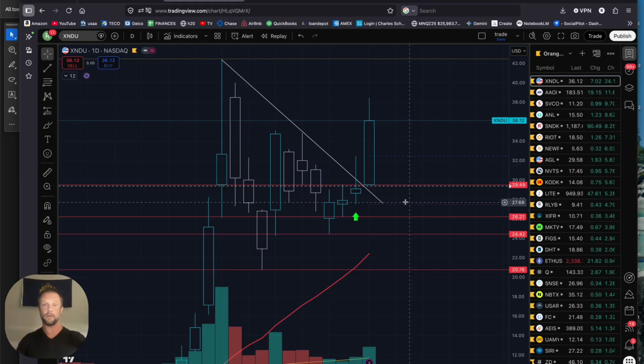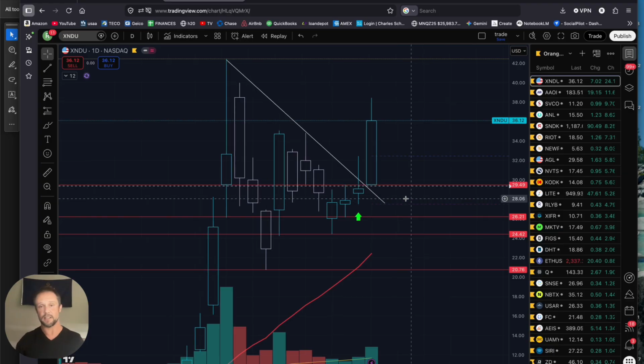Okay. And if you took the entry during the day and then at the end of the day, you open your phone, you open your brokerage and it's down below your stop, then you close the trade. You lost money. Okay. But that's part of trading. Sometimes that is going to happen. Okay. So that's step 3.